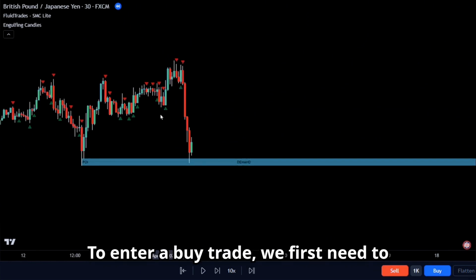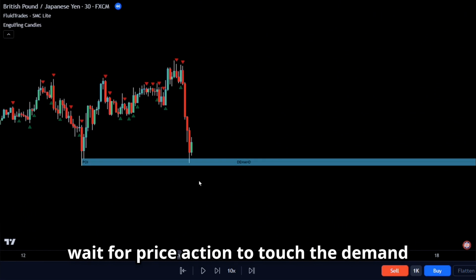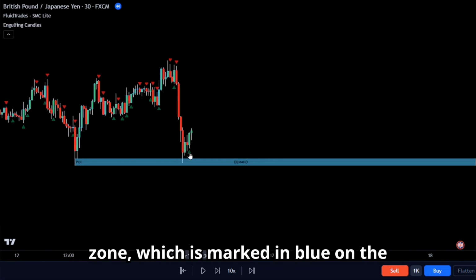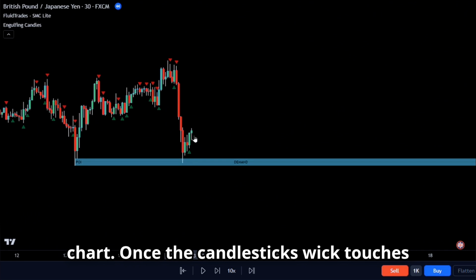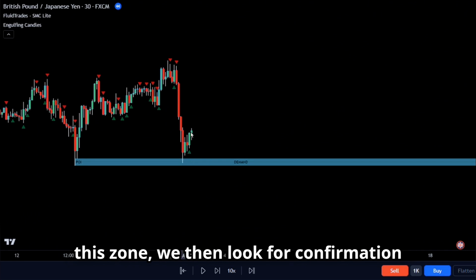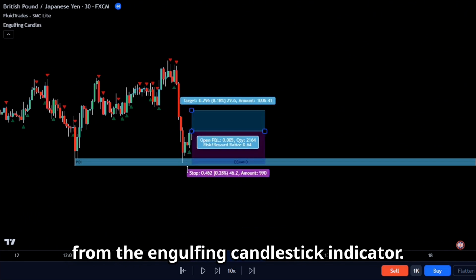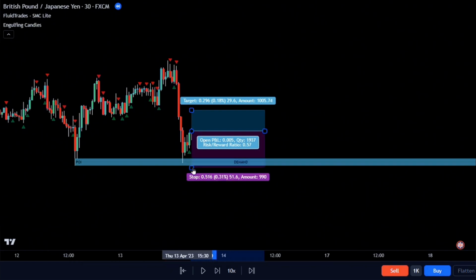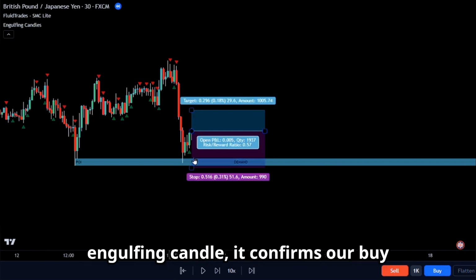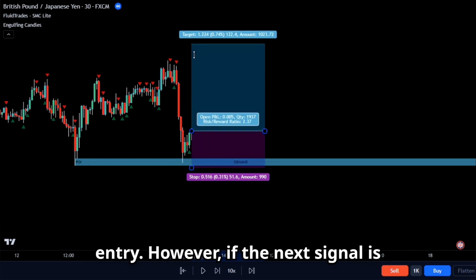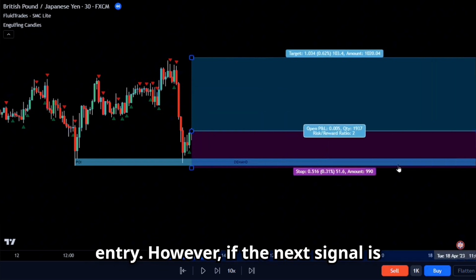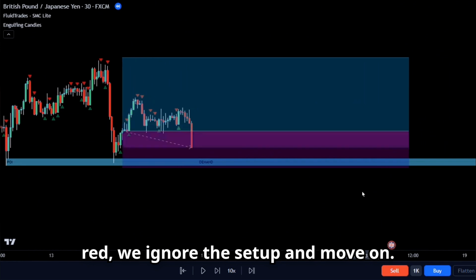To enter a buy trade, we first need to wait for price action to touch the demand zone, which is marked in blue on the chart. Once the candlestick's wick touches this zone, we then look for confirmation from the engulfing candlestick indicator. If the next signal appears as a green engulfing candle, it confirms our buy entry. However, if the next signal is red, we ignore the setup and move on.